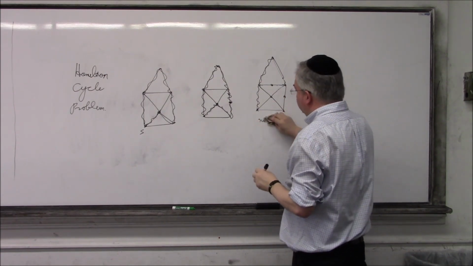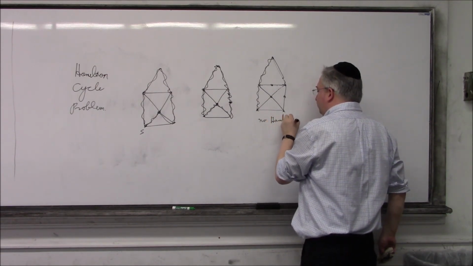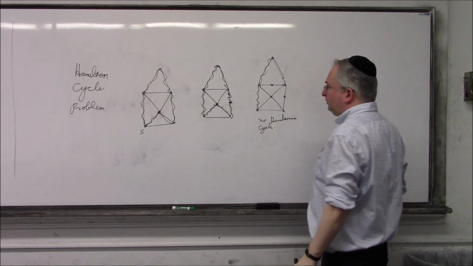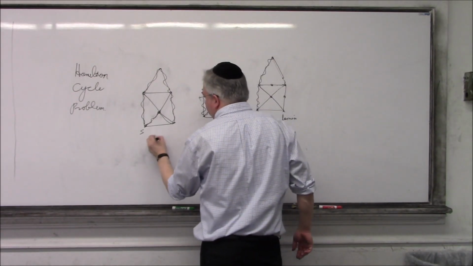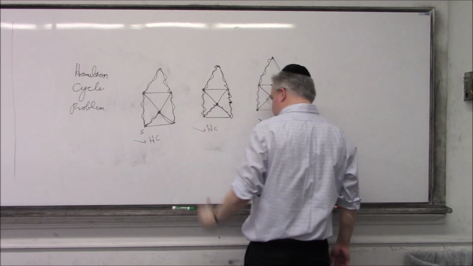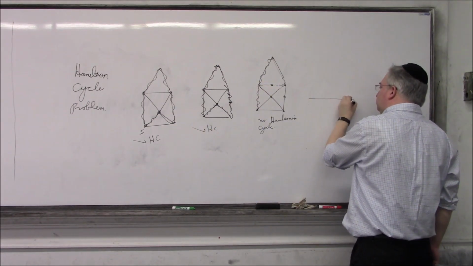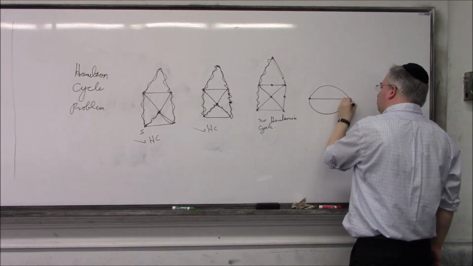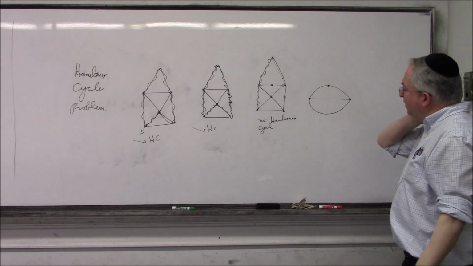I was about to write Euler cycle, no, Hamiltonian cycle. So here, Hamiltonian cycle, yes. Here, Hamiltonian cycle, yes. Let's do another one. Is there a Hamiltonian cycle here?